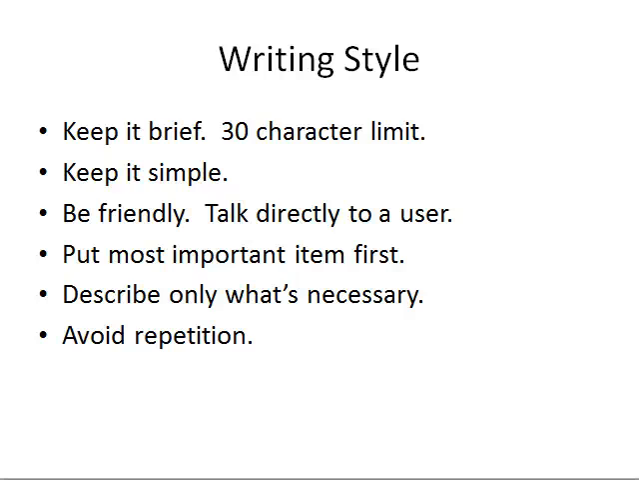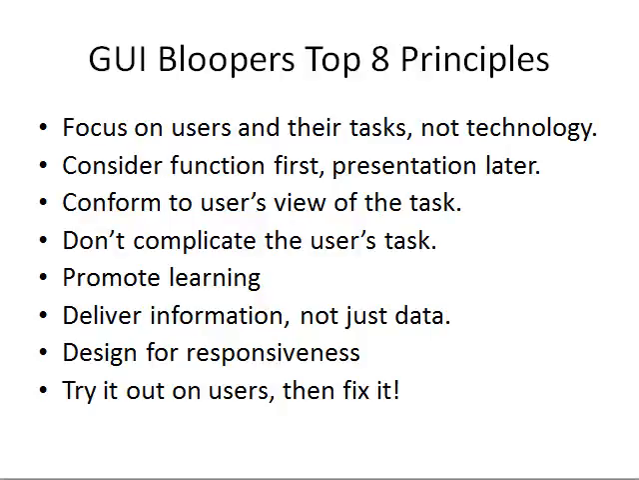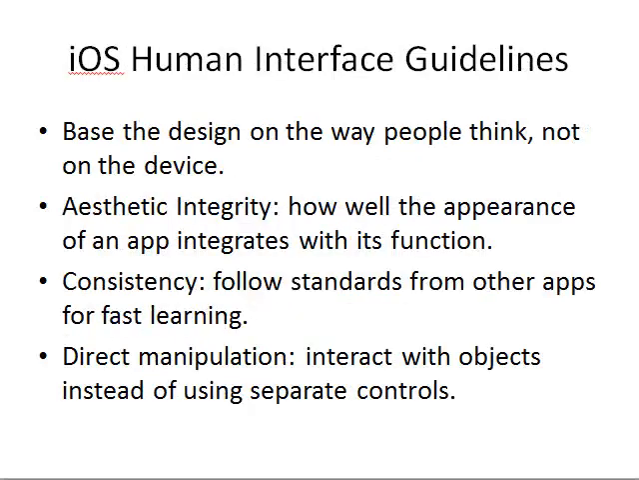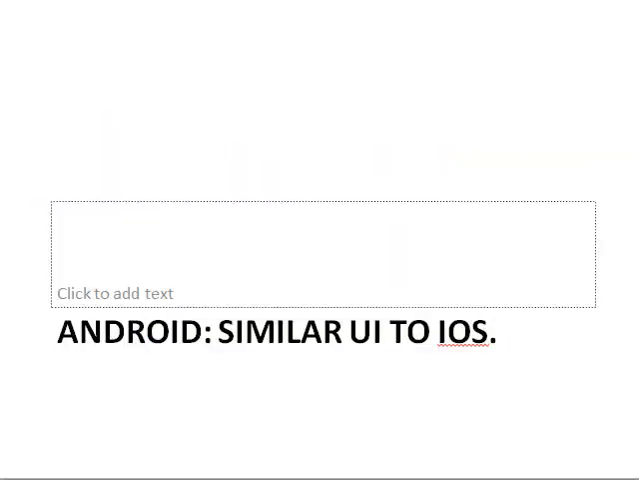So that is an overview of some of the guidelines for usability, both Apple and Android. Very important things to consider very early on in your app. We see that they both are very similar to the eight principles of the GUI bloopers book that we talked about at first. We started with that. We saw that the iOS human interface guidelines are very similar to that. And then we saw that the Android user interface guidelines are also very similar to iOS.